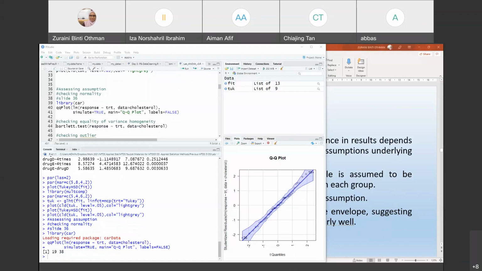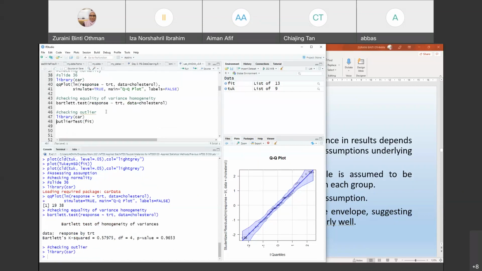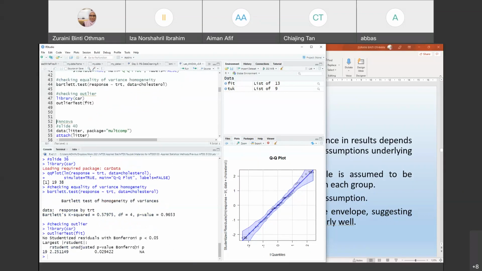Okay, here we do the Bartlett test. Let's run it first. This is for you to know the homogeneity of the variance. Then we check for outliers. This is the outlier test, and we fit it. Then we notice there are no outliers here. Okay, this is for the QQ plot.